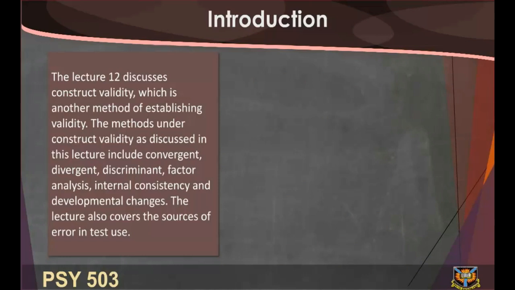Introduction. Lecture 12 discusses construct validity, which is another method of establishing validity. The methods under construct validity discussed in this lecture include convergent, divergent, discriminant, factor analysis, internal consistency, and developmental changes. The lecture also covers the sources of error in test use.